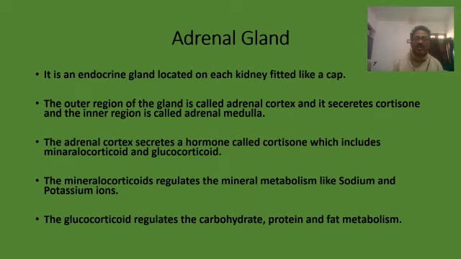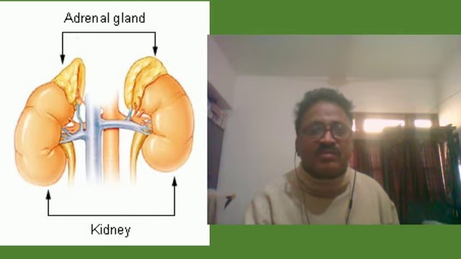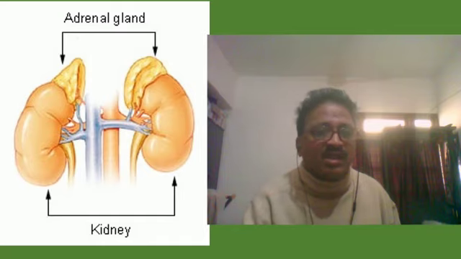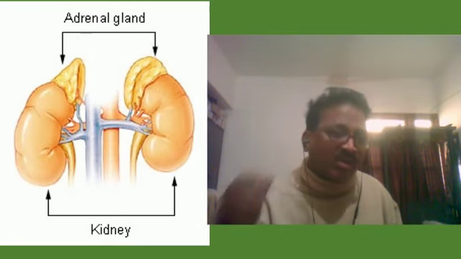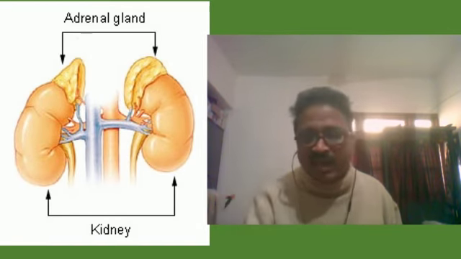The adrenal cortex secretes hormones called corticoids, which include mineralocorticoid and glucocorticoid. The mineralocorticoid regulates the mineral metabolism like sodium and potassium ions. The glucocorticoid regulates the carbohydrate, protein and fat metabolism. In this you can see the adrenal gland located on the kidney, fitted like a cap.